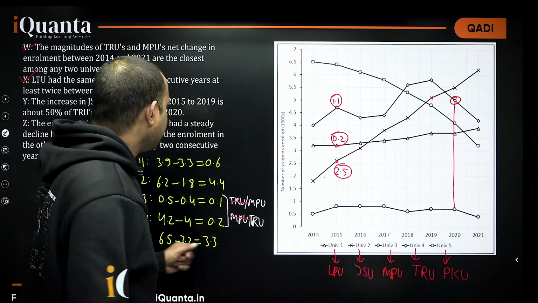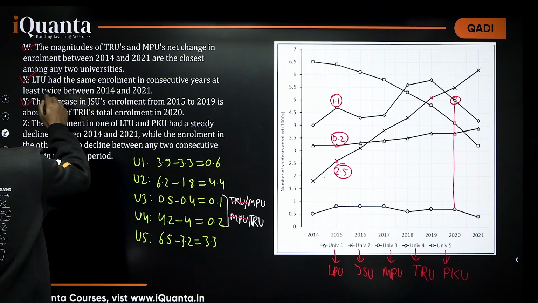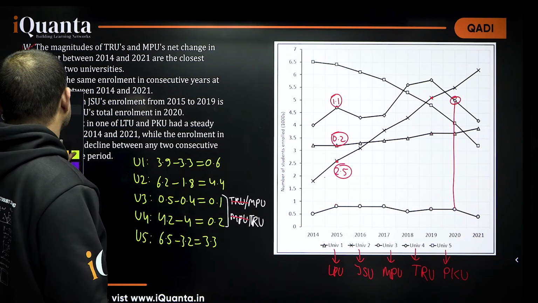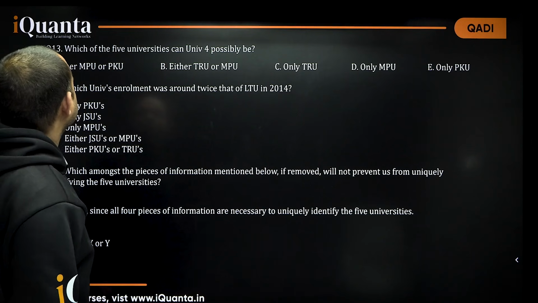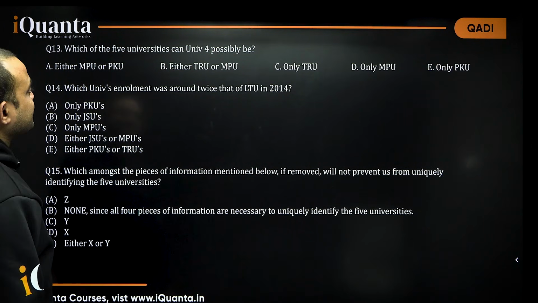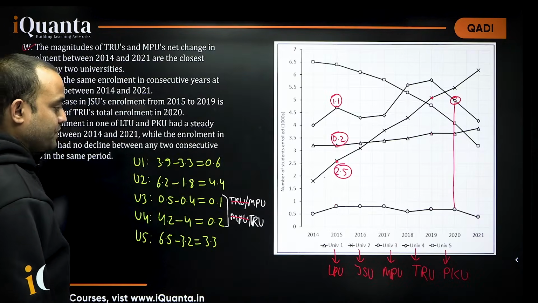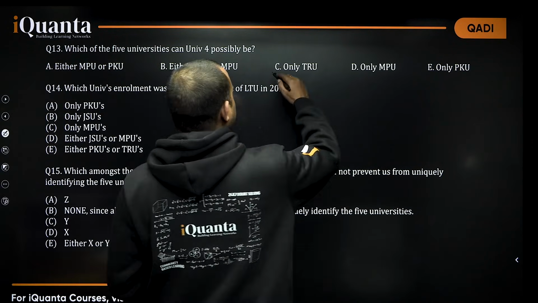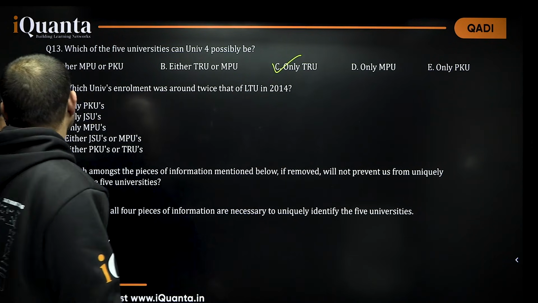That's it, right? We don't need to use information Z here, correct? We don't even need to use the information Z here. Let's solve the questions. Which of the 5 universities can University 4 possibly be? University 4, TRU. Only TRU. That is correct, right?